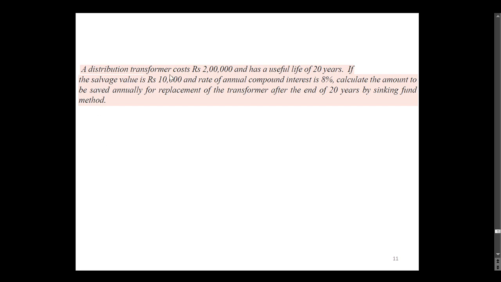A distribution transformer costs rupees 2 lakh and has a useful life of 20 years. If the salvage value is rupees 10,000 and the rate of annual compound interest is 8%, calculate the amount to be saved annually for replacement of the transformer after the end of 20 years by sinking fund method.